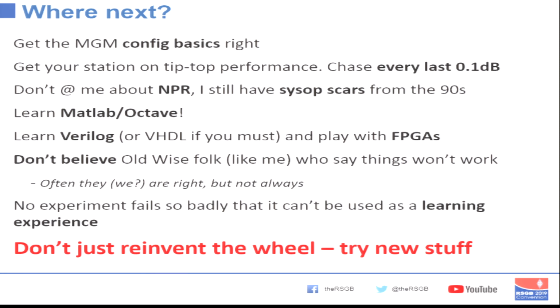Have a look at MATLAB, and particularly the free version, Octave. With four lines of code, you can do a fast Fourier transform on a WAV file. What's wrong with that? Brilliant idea. Don't believe things that wise old people, particularly like me, say don't work. Because when wise old people say things don't work, they probably will do eventually.